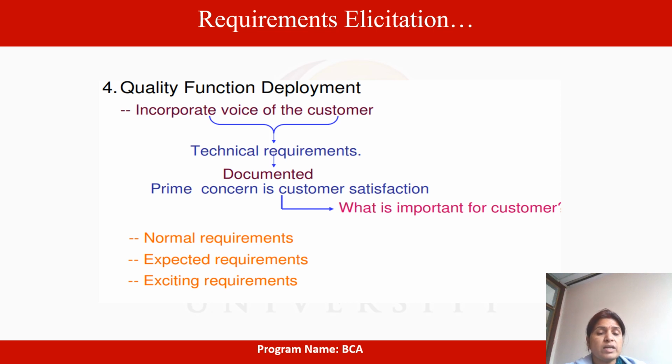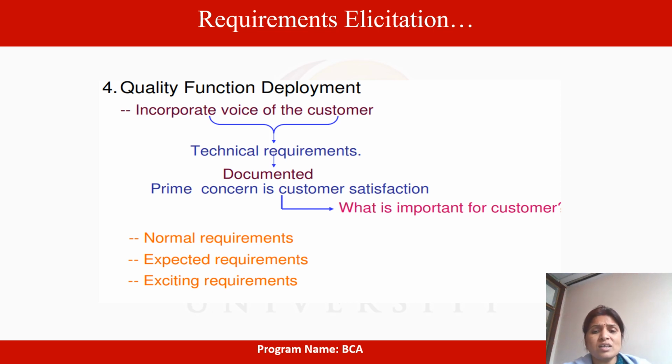Then you have another technique that is known as Quality Function Deployment. It is a technique which is used to incorporate the voice of the customer. It is basically for gathering the technical requirements from the customer. You document it, and the prime concern is customer satisfaction. What is important for the customer? You have normal requirements, you have expected requirements, and you have excited requirements.